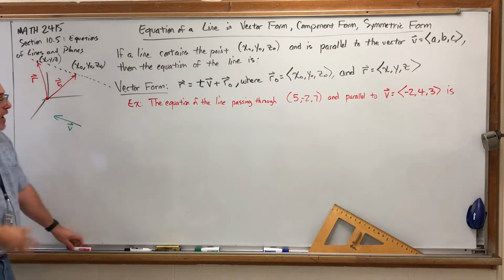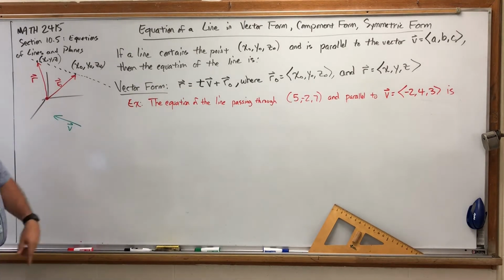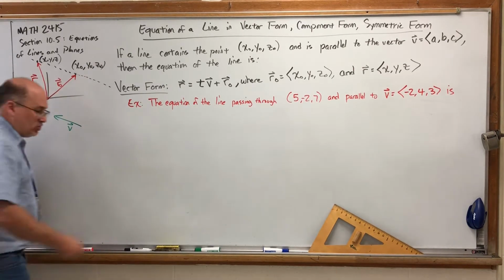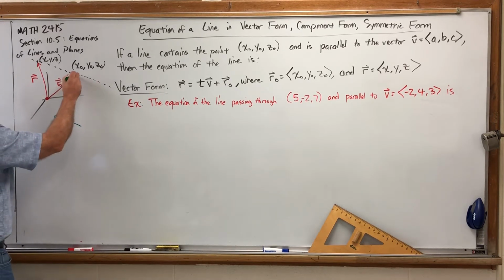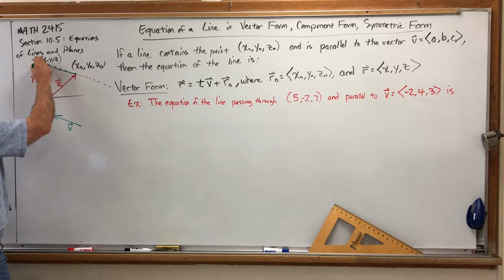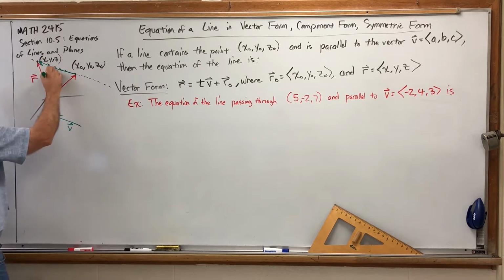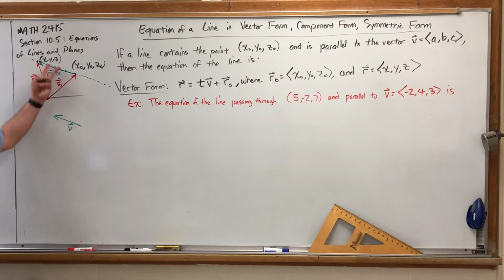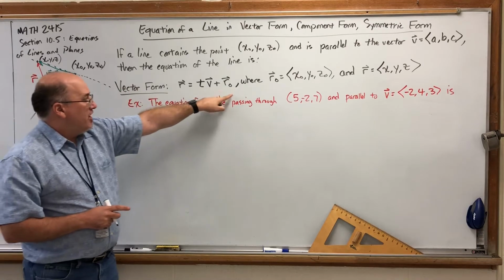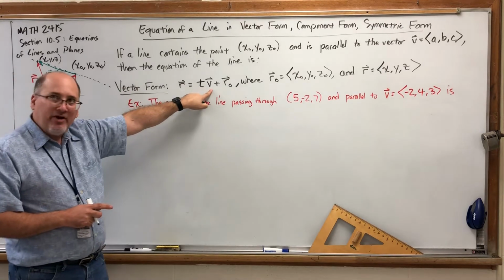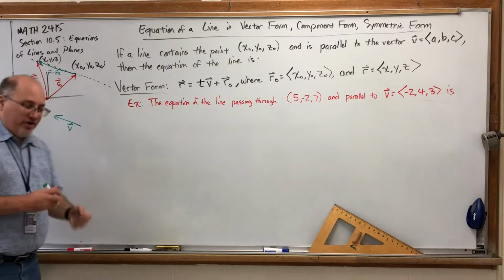I'm not going to reinvent why the equation is this, but the gist of it was that the vector connecting the terminal point of r naught to the terminal point of r had to be the vector r minus r naught to complete the vector addition problem. That, coupled with the fact that if two vectors are parallel, one is a scalar multiple of the other. So we have r minus r naught is equal to some scalar multiple of the parallel vector v. And then we just move the r naught over.